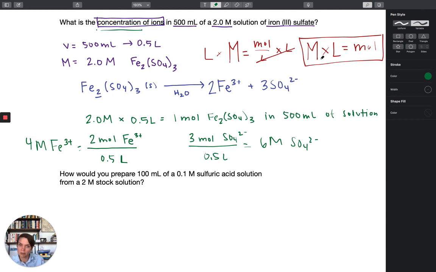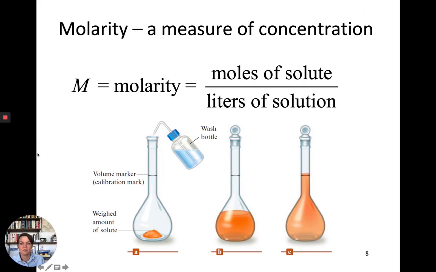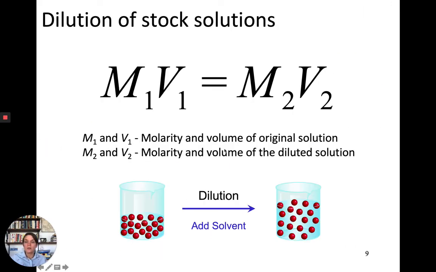Most often, you'll take your molarity times your liters. You could also take moles over molarity equals liters. Okay. So the last slide for this lecture is looking at dilutions.